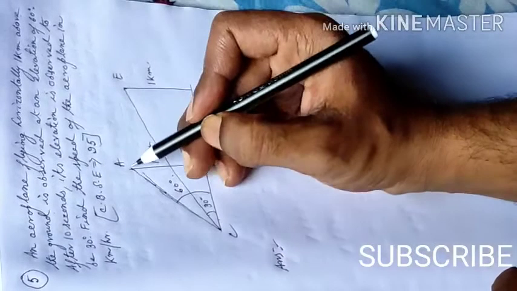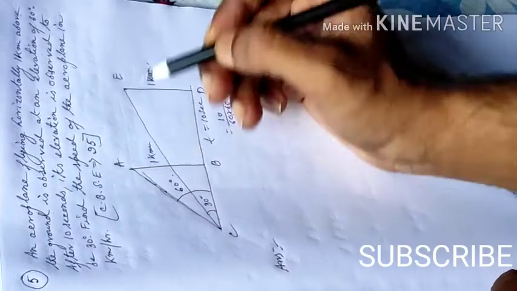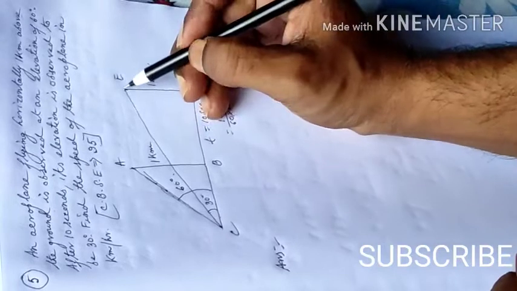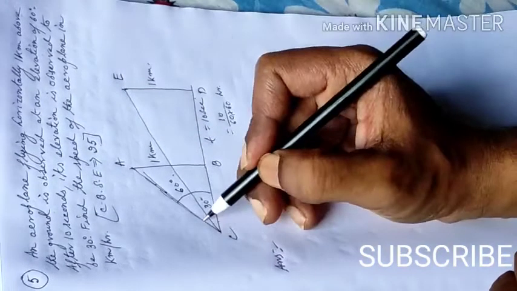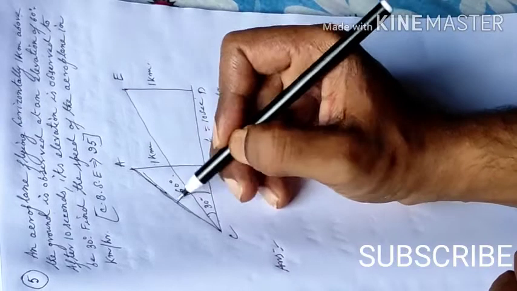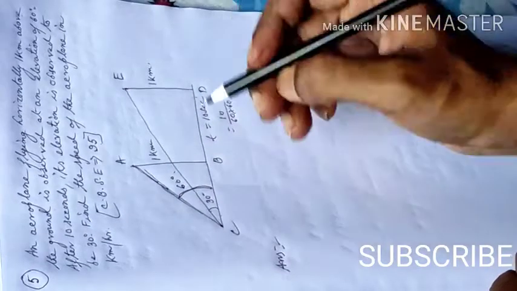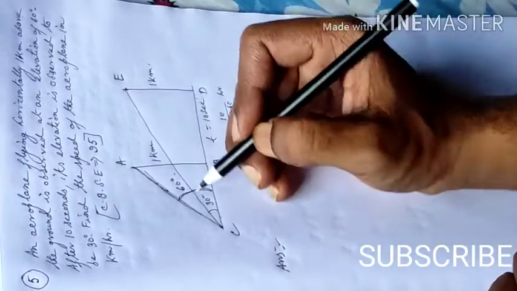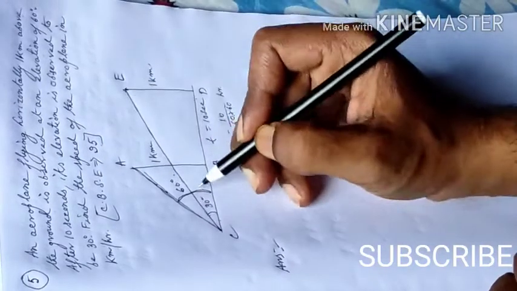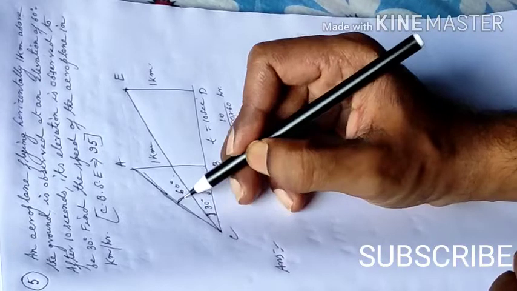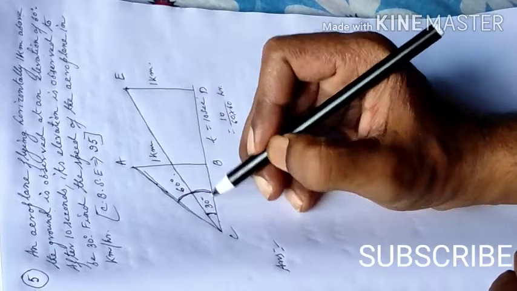So the aeroplane is at the point A. After 10 seconds, the aeroplane is at the point E. So the angle of elevation at the point A is equal to 60 degree, and the angle of elevation at the point E after 10 seconds is equal to 30 degree. This is 60 degree first, then 30 degree.